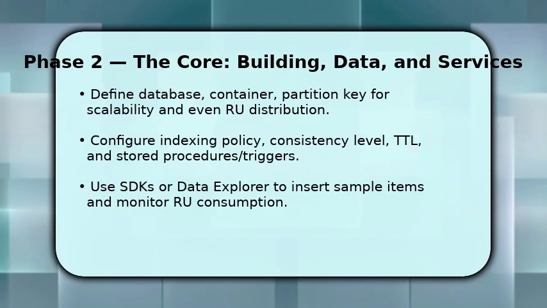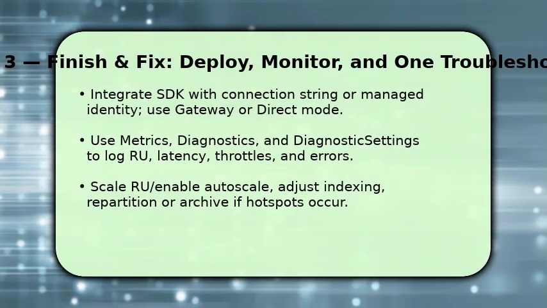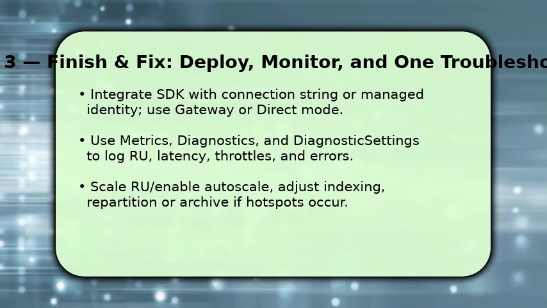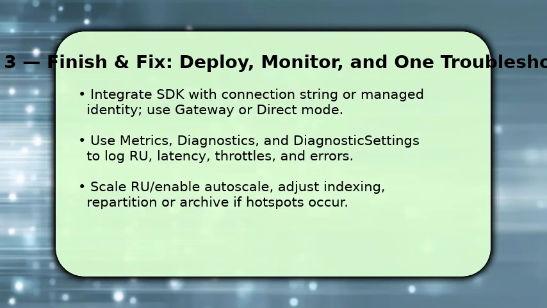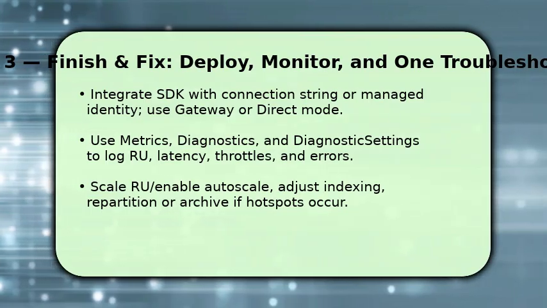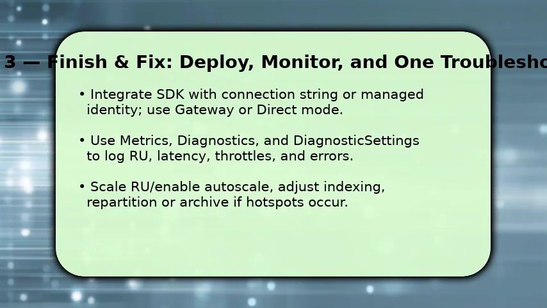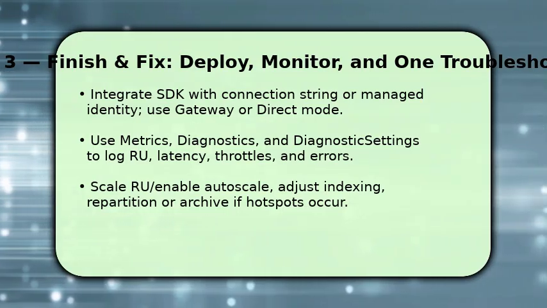You deploy your application with the Cosmos DB SDK, preferring managed identity for security. Choose direct mode for lower latency if network permits. Once running, monitor metrics for RU consumption, latency, and 429 throttles. Set alerts on sustained throttles.